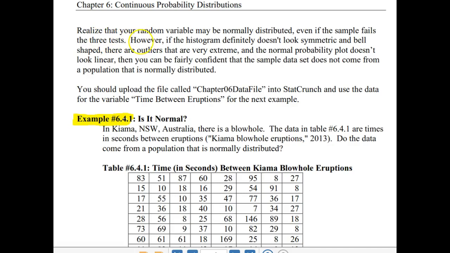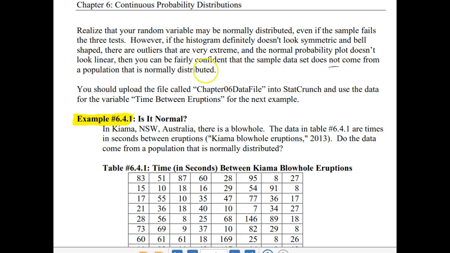So you need to realize that your random variable may be normally distributed even if the sample fails the 3 tests. Because again, if the sample's too small, we might not be seeing a representative group of what the population distribution really looks like. However, if the histogram definitely doesn't look symmetric and bell-shaped, there are outliers that are very extreme, and the normal probability plot doesn't look anything like linear, then you can probably be fairly confident that the sample data set does not come from a population that's normally distributed.